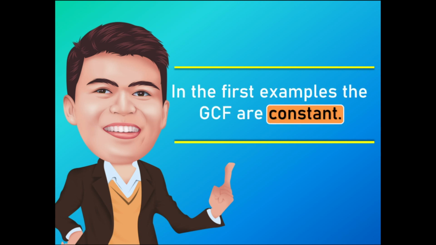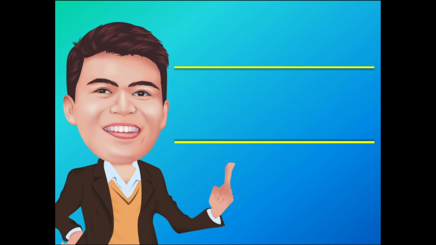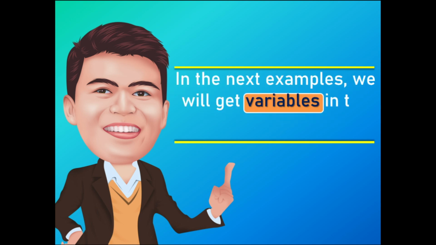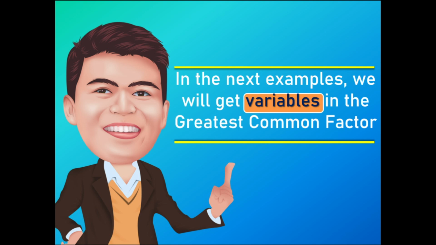In the first examples, the GCFs are constants, meaning to say all the examples that we did, their GCFs are numbers. Now, in the next examples, we will get variables in the greatest common factors. Let's have an example. Find the greatest common factor of 27x squared and 18x cubed. We can use method number 1 or method number 2 in this example. Let's have a solution.